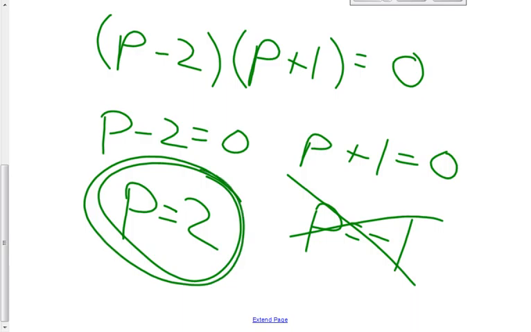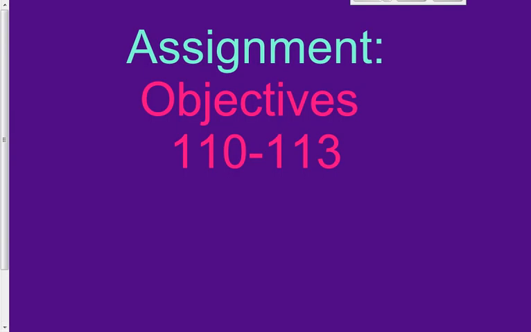Our assignment for today, class, is going to be objectives 110, 111, 112, and 113. These logarithms might seem kind of overwhelming at first, but I promise you, class, once you get that logarithmic form and exponential form understood and how they kind of undo each other, these problems actually become very, very simple. Okay? So take heart if you're discouraged right now. The more practice you get, the better you get at it. Please ask me any questions if you're confused about this when you get to class tomorrow.